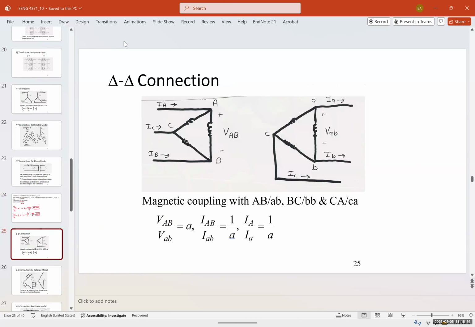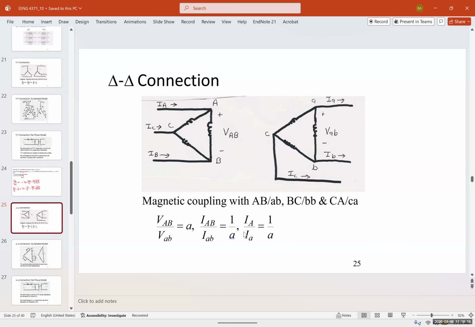Okay. Now for delta-delta connections, the magnetic coupling is with AB and ab, BC and bc, and also CA and ca. I'm sorry, that middle one is BC. And VAB over Vab is going to be the same. Again, we have three different coils or windings wrapped on a single core, and it's basically like three single phases. Again, VAB over Vab, the primary over the secondary, is going to be A. IAB over Iab is 1 over A. IA over Ia is 1 over A, and so on.